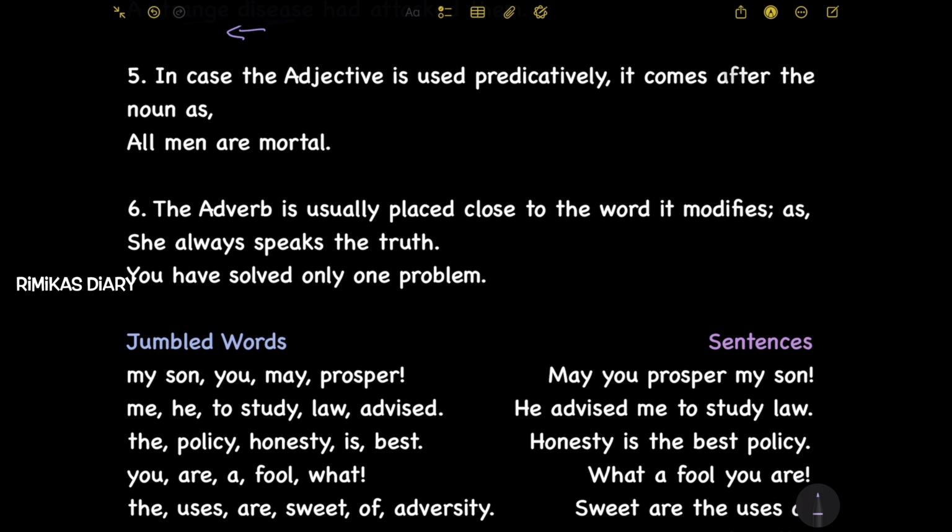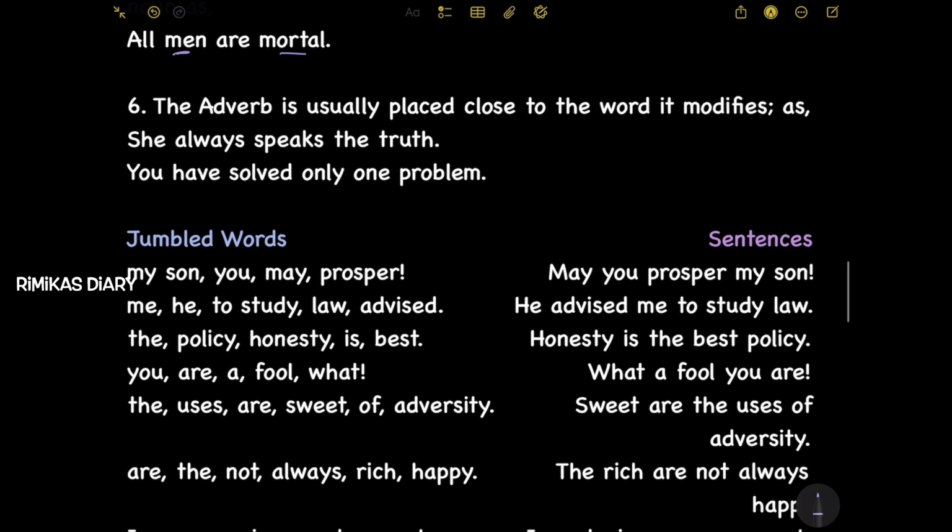Next, in case the adjective is used predicatively, it comes after the noun. As, all men are mortal. So whenever the adjective is used as the predicate, then it comes after the noun. So here the word men is the noun and the adjective came after it, so mortal.